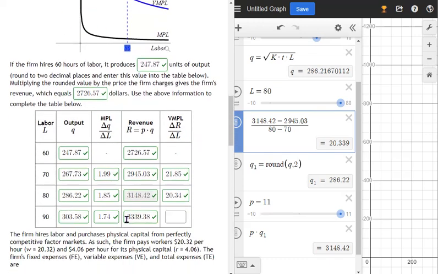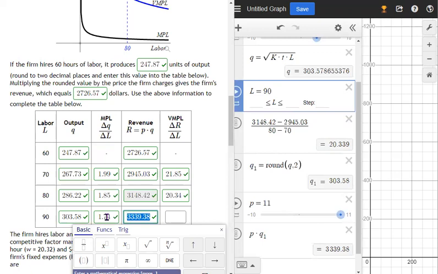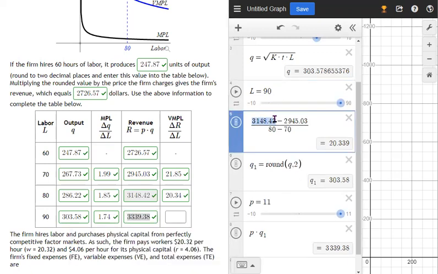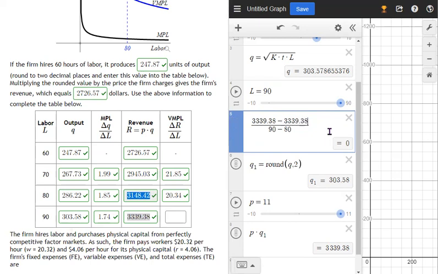Yep. And then finally, we have when labor demand is 90, our revenue was $3,339.38, right? So this now is 90, right? So this was 80. And when labor demand was 80, revenue of the firm was that. Whoops.